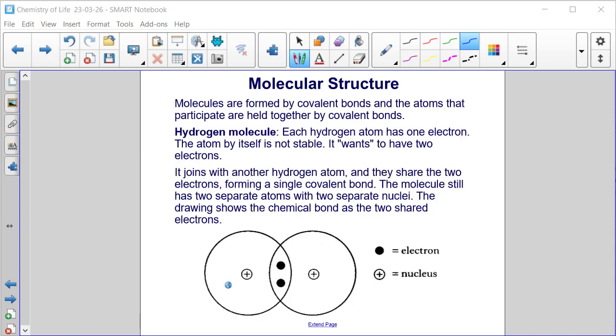Molecular structure. Molecules are formed by covalent bonds, and the atoms that participate are held together by covalent bonds. Hydrogen molecule. Each hydrogen atom has one electron. The atom by itself is not stable. It wants to have two electrons. It joins with another hydrogen atom, and they share the two electrons, forming a single covalent bond. The molecule still has two separate atoms with two separate nuclei. The drawing shows the chemical bond as the two shared electrons here.